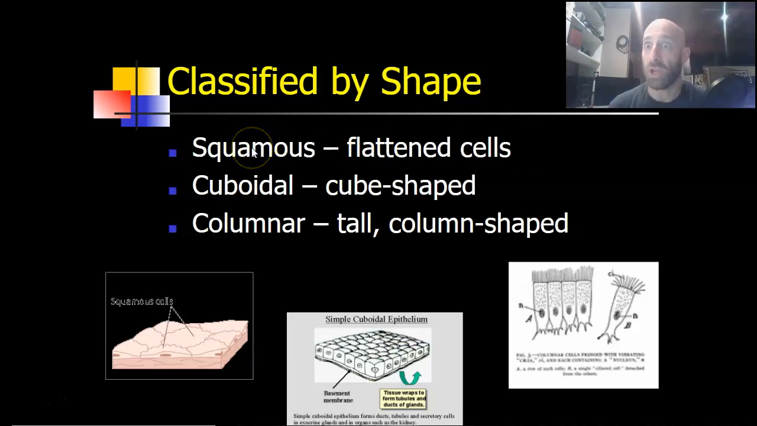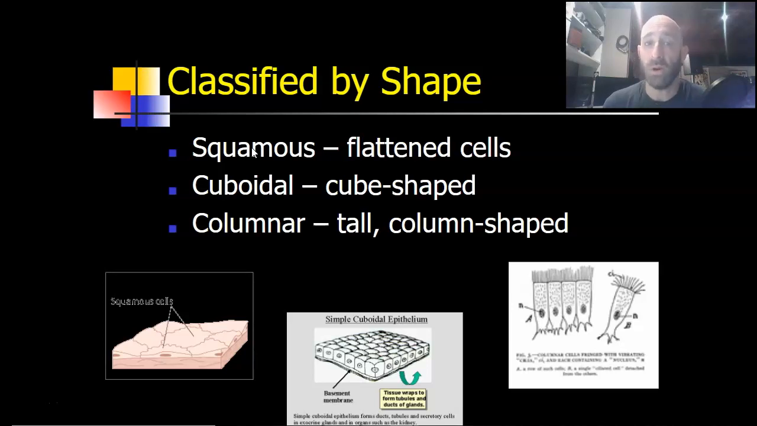Squamous, think squashed. Think of a cell like every cell you've ever seen a picture of, and imagine somebody stomping on it and squashing it. So a squamous cell is going to be a flattened cell, almost two-dimensional, completely flattened. And they have a specific job, which we'll talk about when we get to the individual types of epithelial tissue. So you can have squamous.